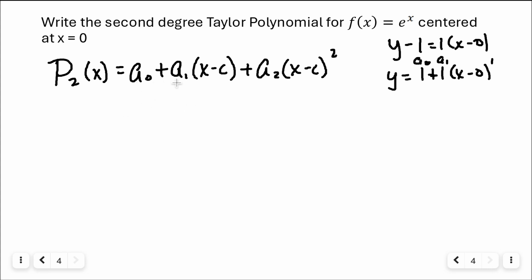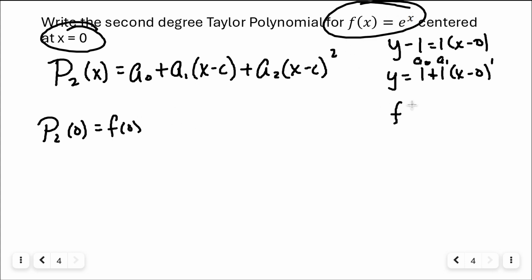All right, so how are we going to find these a0, a1, and a2? To find them, you're going to do 3 different things. We're centering this at x equals 0, so p sub 2 of 0 will have to equal f of 0. Let's calculate that first. f of 0 is e to the 0. It's 1. So p sub 2 of 0 is equal to 1.